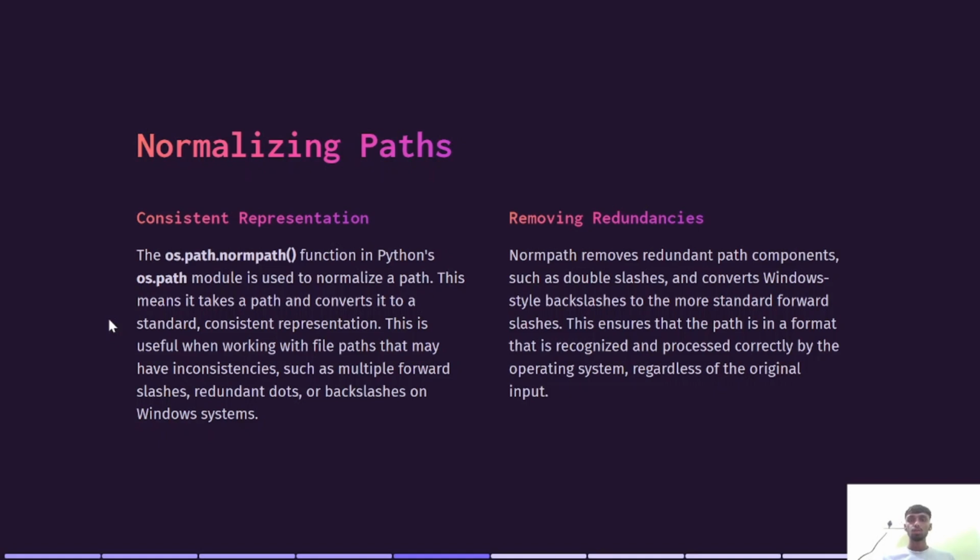And coming to removing redundancies, normpath removes redundant path components such as double slashes and converts Windows style backslashes to the more standard forward slash. This ensures the path is in a form that is recognized and processed correctly by the operating system, regardless of the original input.